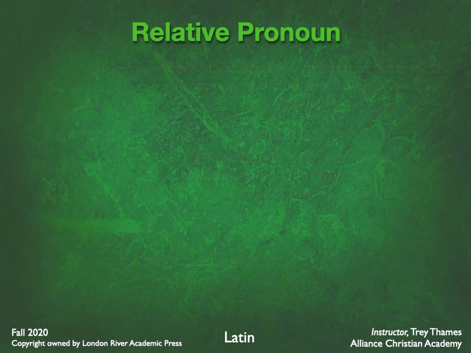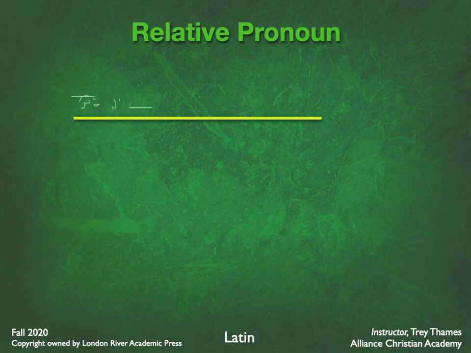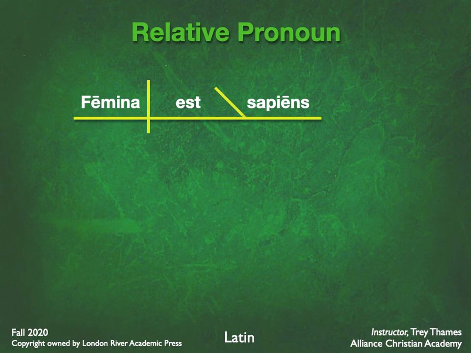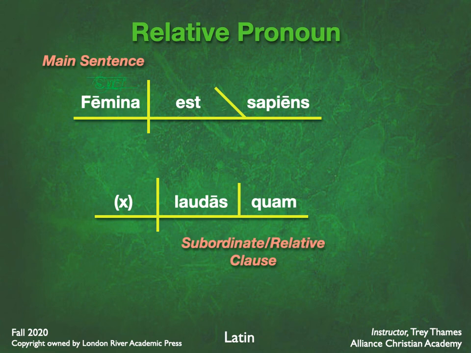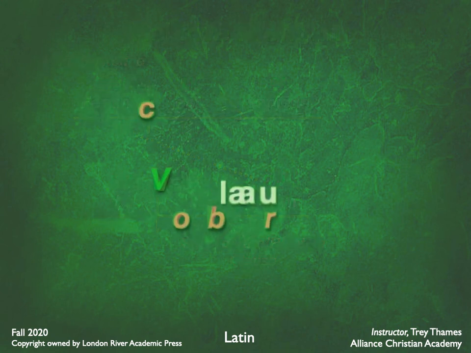Now let's see how we diagram the sentence. So you've got femina, your subject, est, your linking verb, sapiens is a predicate adjective modifying femina, your relative clause, laudas is the verb, which the s tells you it's second person singular, so we don't really have a subject. It is understood with the verb. Quam is your direct object of the relative clause. And let's see here. Is it going to do it by itself? Oh, it's still going. I think I accidentally hit the button again. But we're going to draw a little line that connects femina to quam. There we go. And that's how you diagram it.